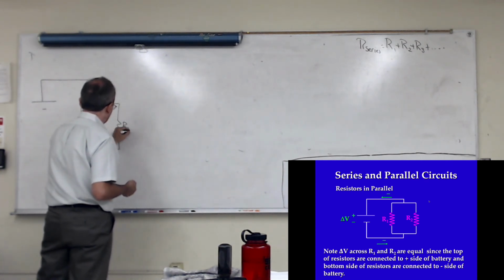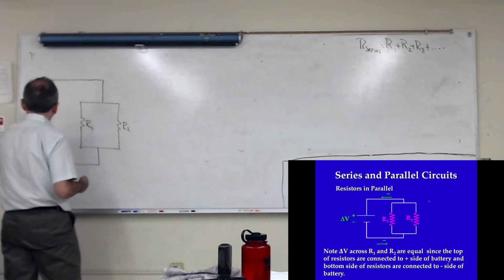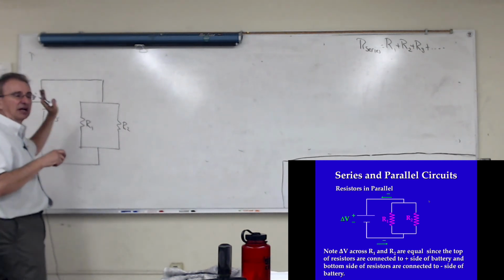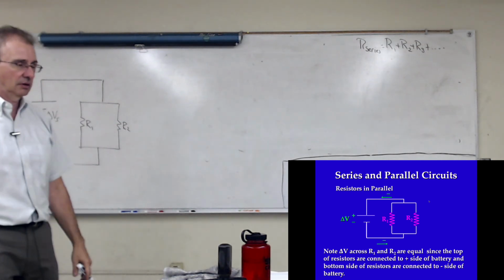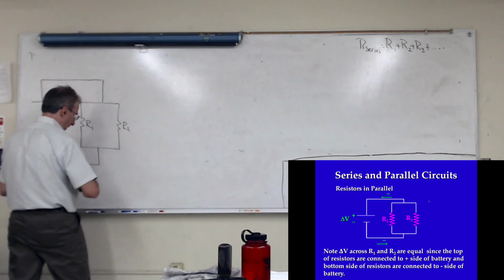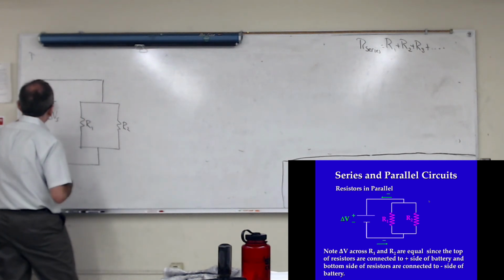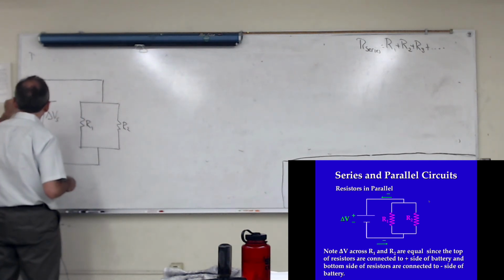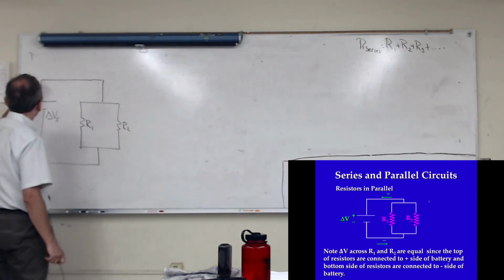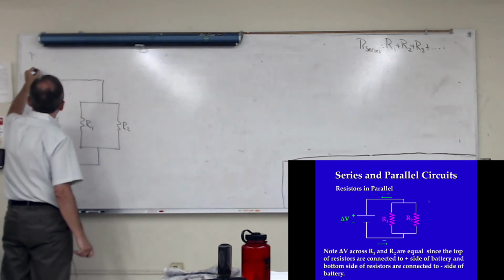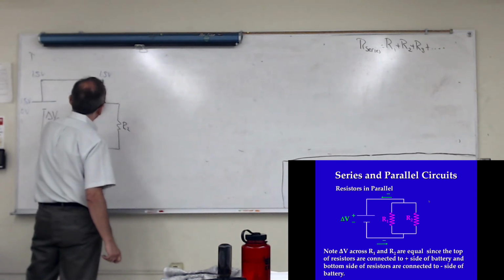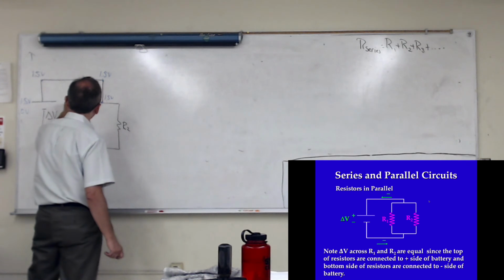R1, R2. There's my power supply voltage. It can be a battery, whatever, but it's a constant voltage source. They're in parallel, so let's pretend this is 0 volts and this is 1.5 volts, just to put numbers in. Okay? This point's 1.5 volts. This point is 1.5 volts. This point is 1.5 volts. So are these points.